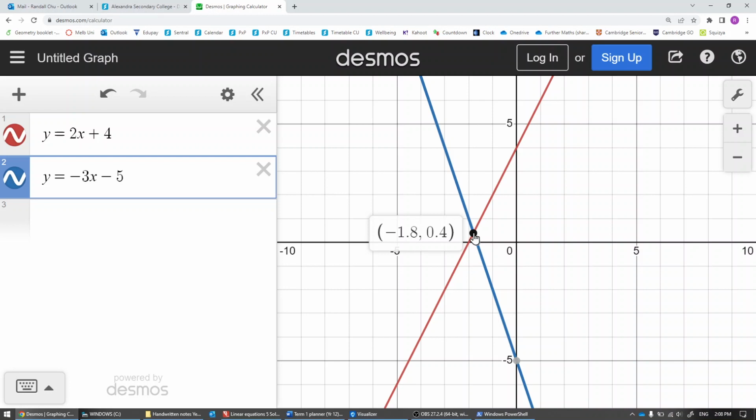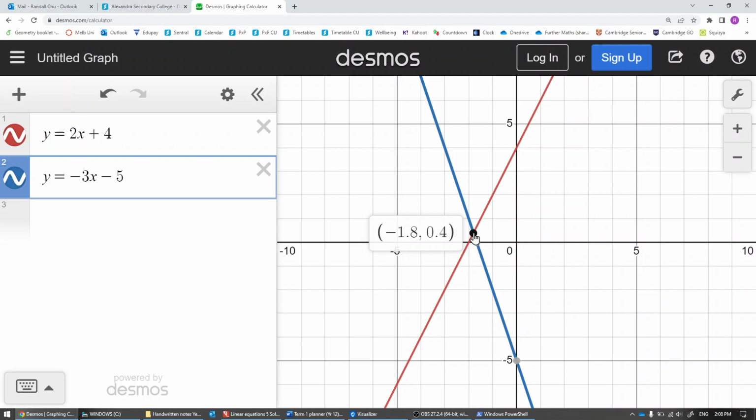Okay, guys, have a look at the board. So I've got two graphs here, one in red and one in blue. And they both meet at this point, negative 1.8 and 0.4. So if I gave you these two simultaneous equations, remember simultaneous means at the same time, my goal is to find the values of x and y that make both equations true at the same time. So one of you pointed out the point where they meet, the point of intersection is useful.